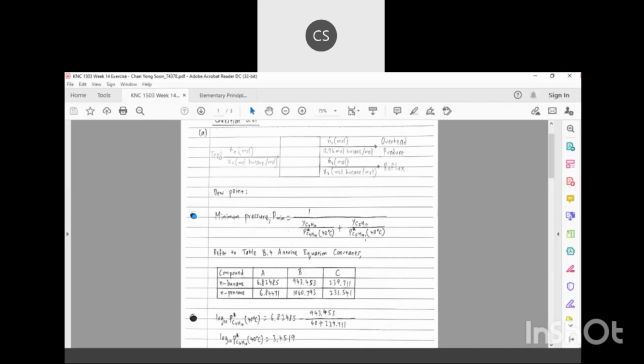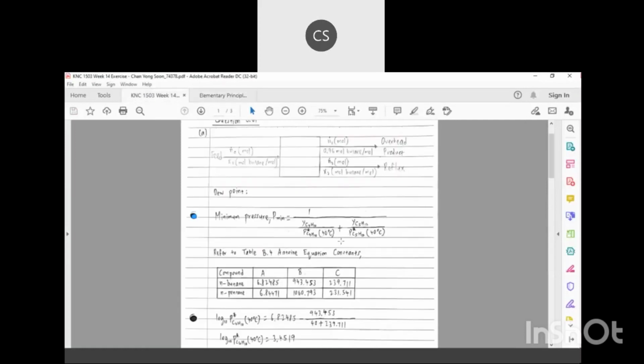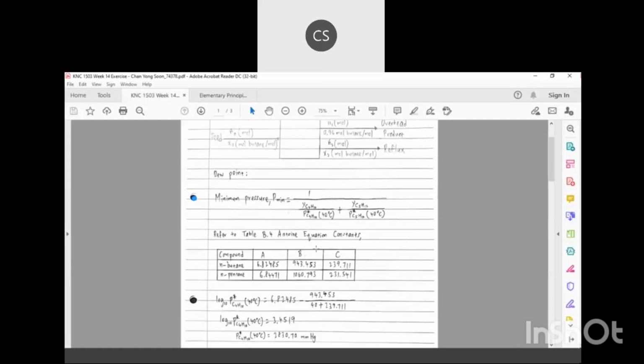This applies to both butane and pentane, because the mixture only consists of N-pentane and N-butane. It's the overhead product, so I just mentioned it here. You can find this formula in the lecture notes also.